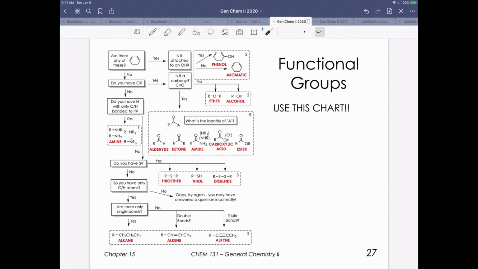So what I'm going to do just really quickly here is run through how this is categorized and how you can use this chart, and then we'll actually apply it to some specific examples.